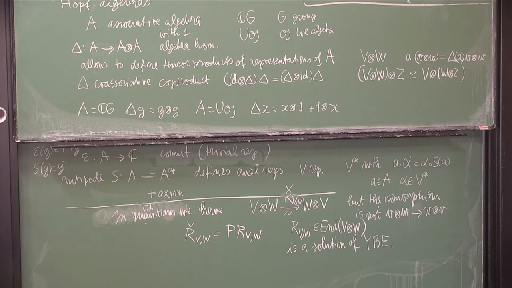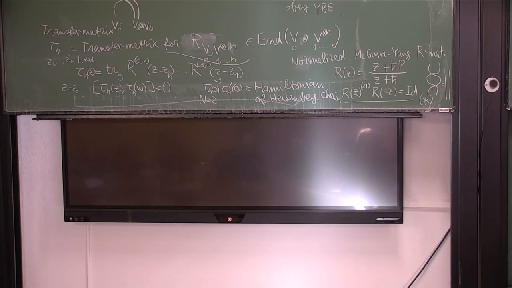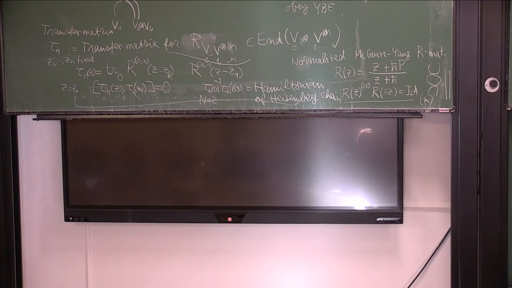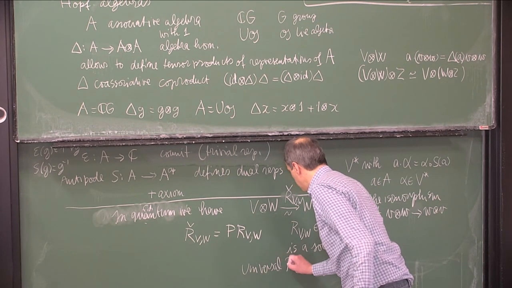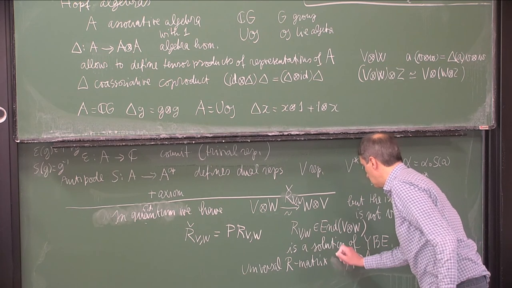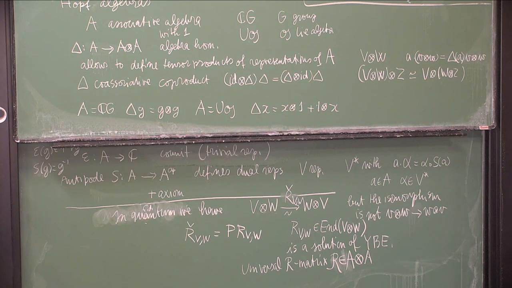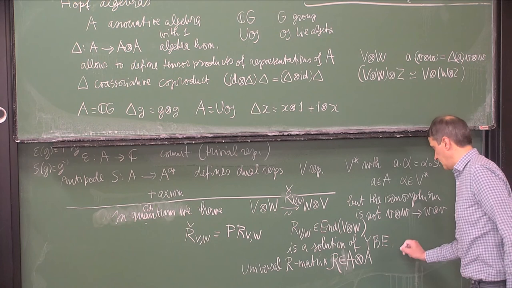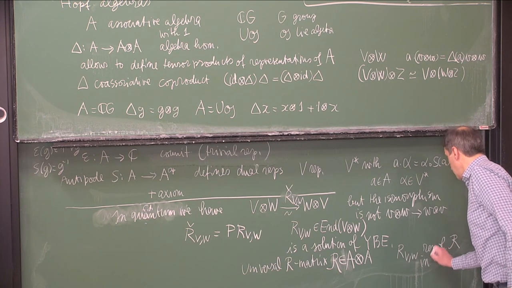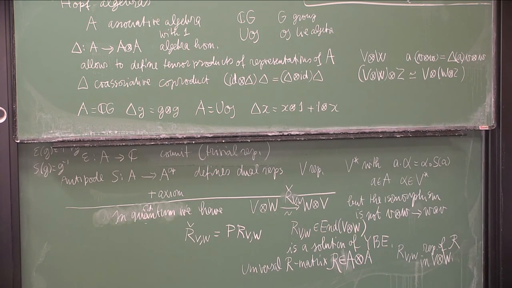So this is how it appears. Okay, and then there is some more refined statement about this, that this R matrix comes from a universal R matrix. Namely, there is an element R in A tensor A, a universal R matrix, which obeys the Yang-Baxter equation in the universal A. And so R_VW is a representation of R in the tensor product. Okay. So this is the story, and I will give the simplest example tomorrow.